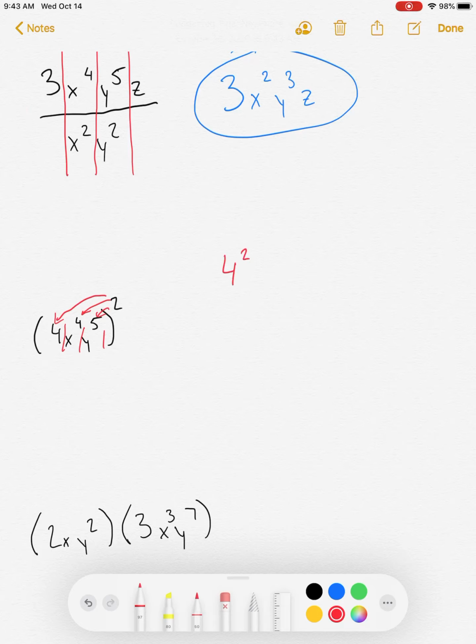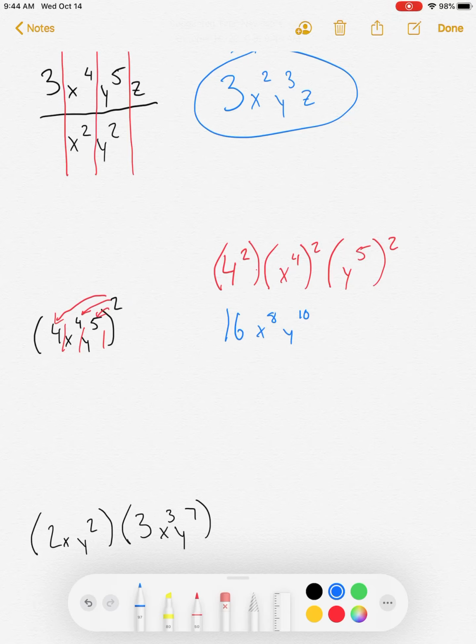We have 4 squared, and then, let's separate it off with parentheses, we have x to the fourth to the second, then we have y to the fifth to the second. So we're going to conquer each of these individually. So 4 squared is 16. X to the fourth to the second would be x to the 4 times 2, so x to the eighth. And then we're going to do the same thing with y. So we have y to the fifth to the second power, so y to the 5 times 2, which would be 10.